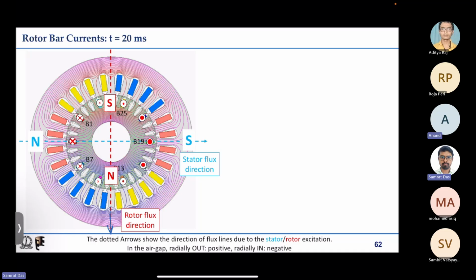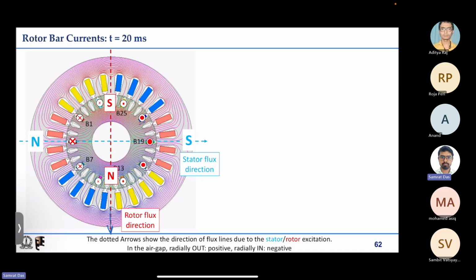Now, whatever I can see here, stator flux is towards this side, north to south, and rotor flux is from the top to bottom. Now here we are mentioning the rotor flux direction. On what basis are we mentioning it? Because we came up with the rotor bar currents.